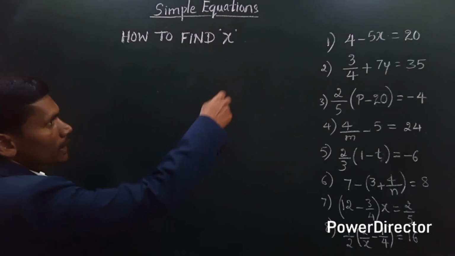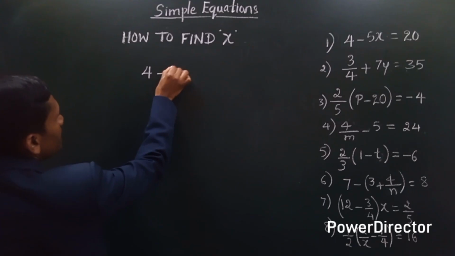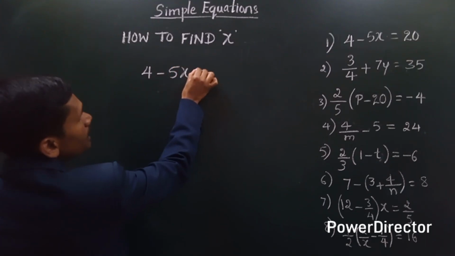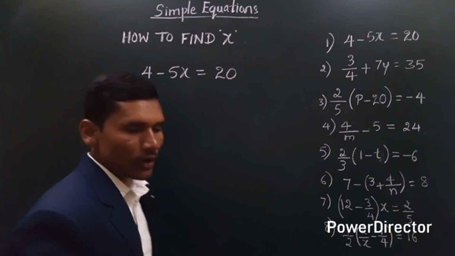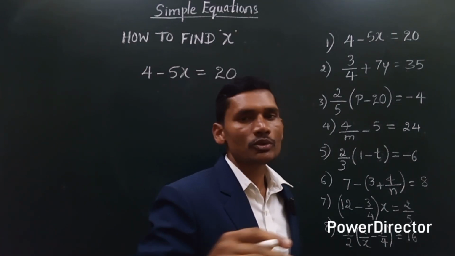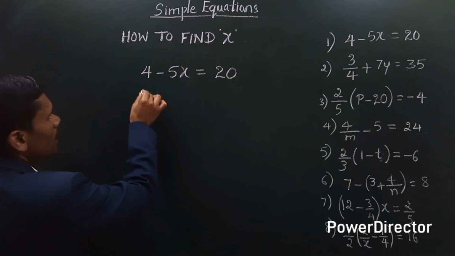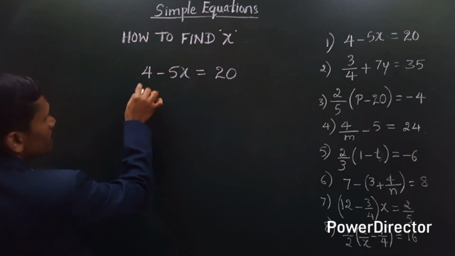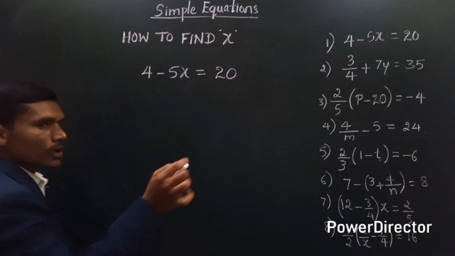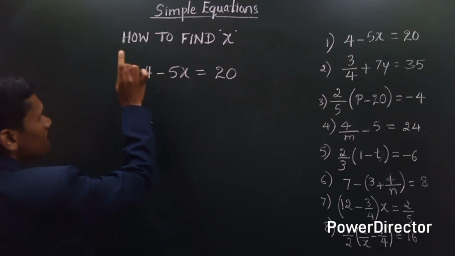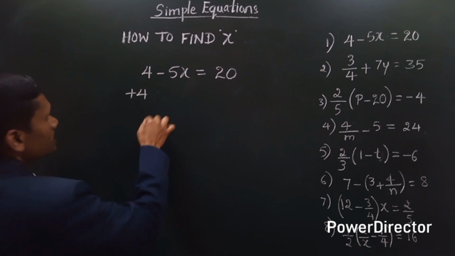First one, take 4 minus 5x is equal to 20. Few students will be able to solve it in a class and maximum students will not be able to solve. So let us follow the simplest way. Now, write this along with the sign. If there is no sign, you have to think that it has a plus sign. So you write this, make one extra step and try.